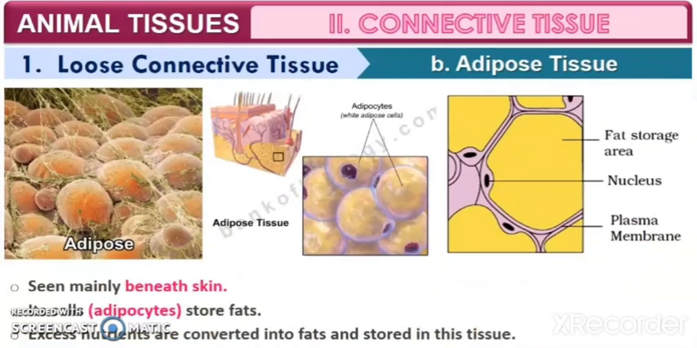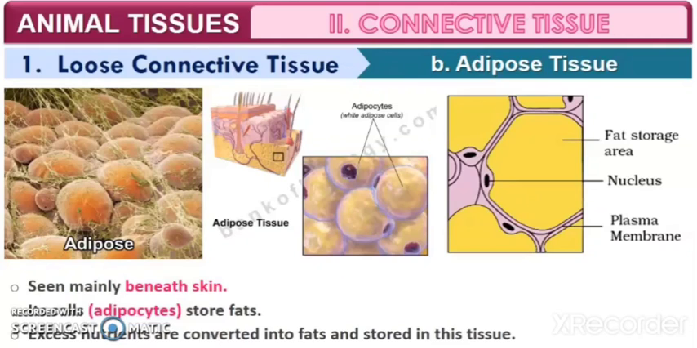This adipose tissue is seen mainly beneath the skin. Like the areolar tissue, it is also seen beneath the skin, and it is specialized to store fat. Its main function is to store fats. It has a type of cell called adipocytes. Adipose tissue is made of adipocytes, and its main function is to store fat. That is why it is present beneath our skin.